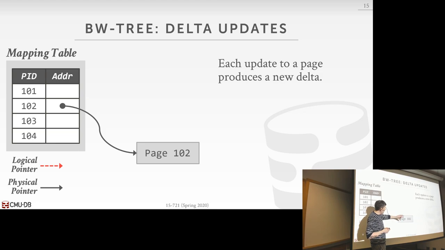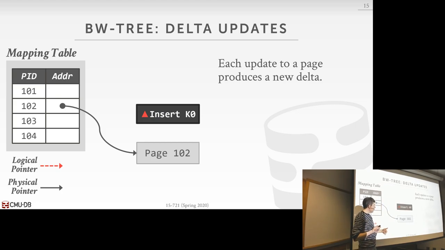Instead of making the change directly on the page itself, this is just a node like in a B plus tree. I have an array of keys and an array of values. It's the same physical layout. But now instead of making an update to those arrays, I'm going to create a delta record that says what change I want to make to the keys represented in 102.